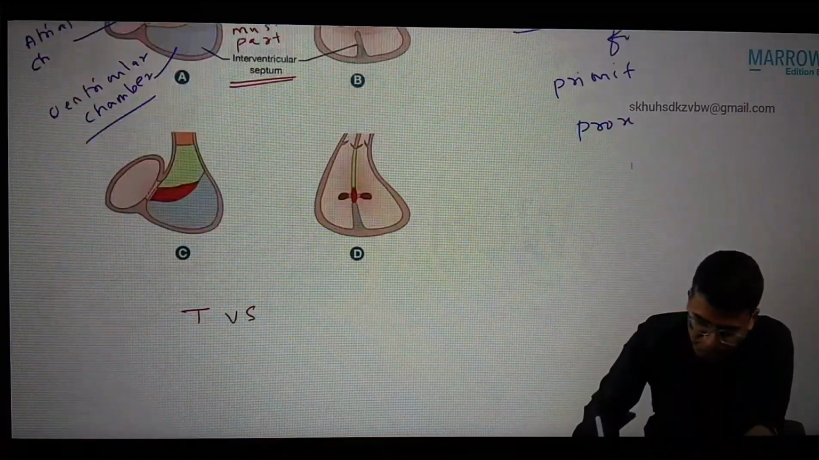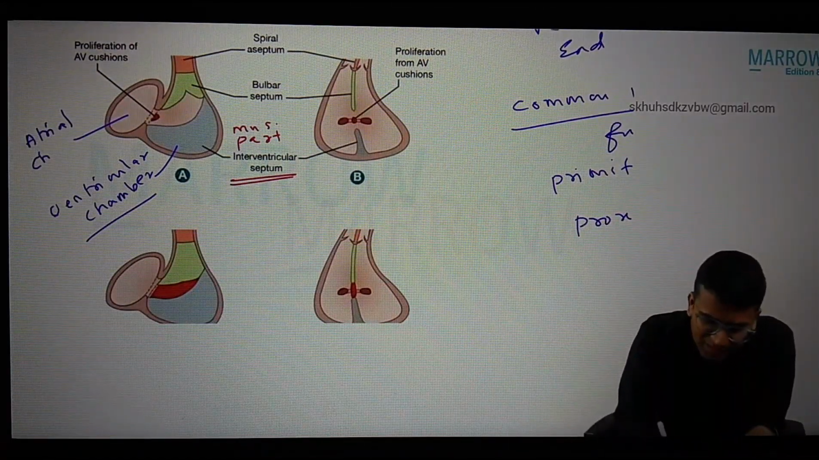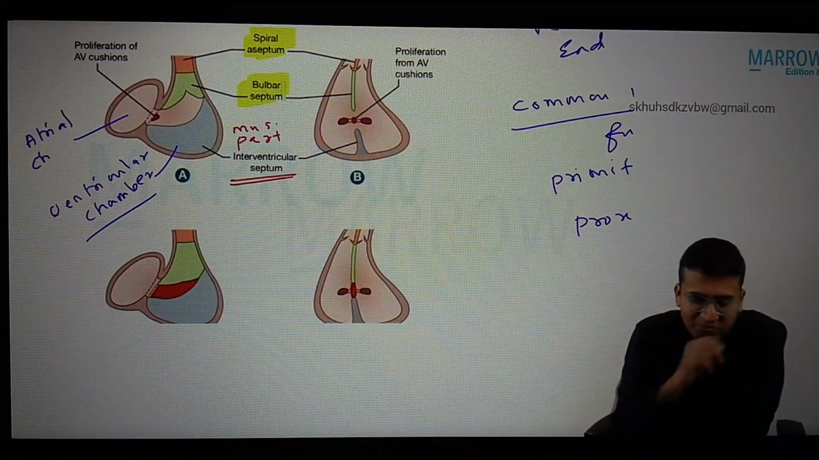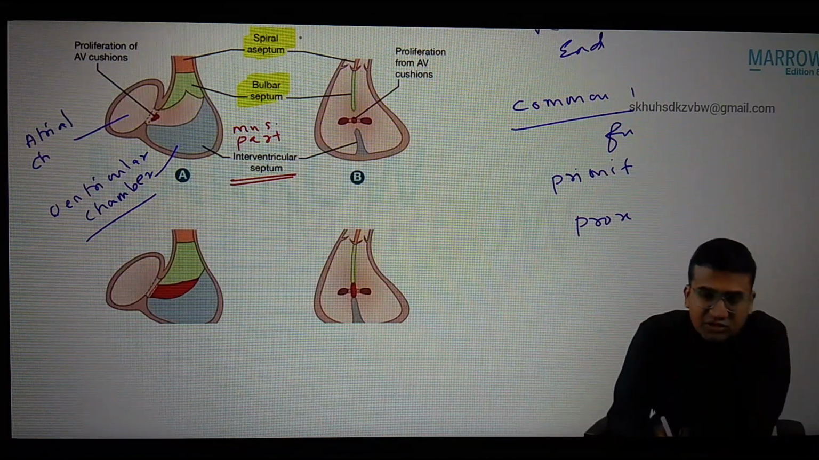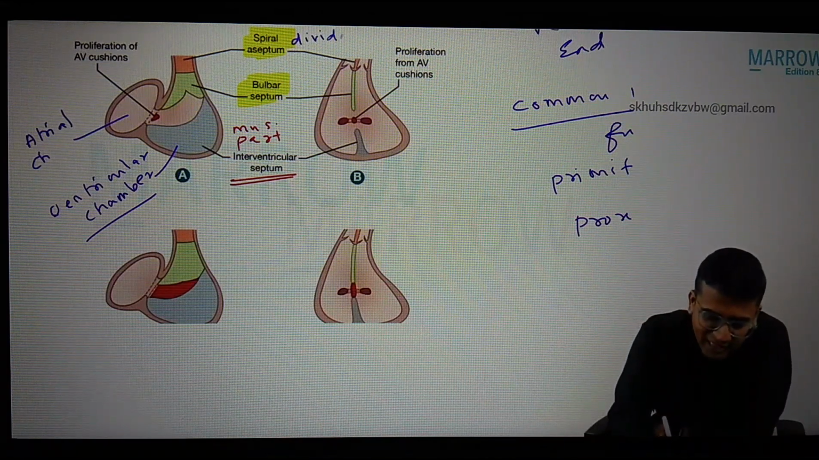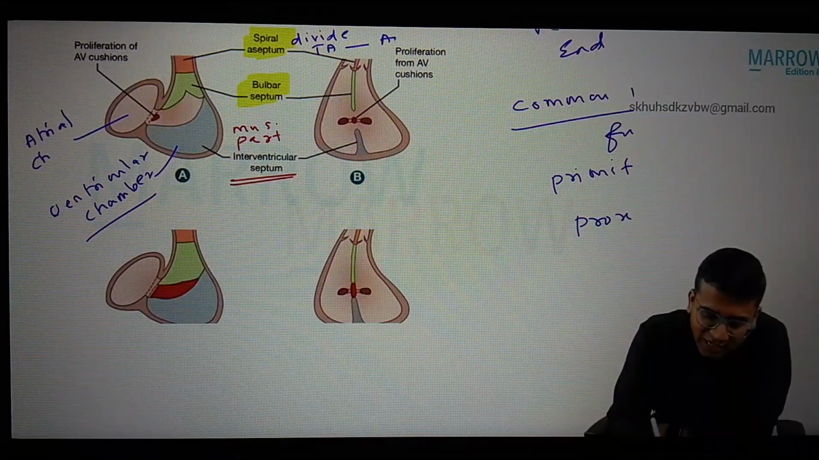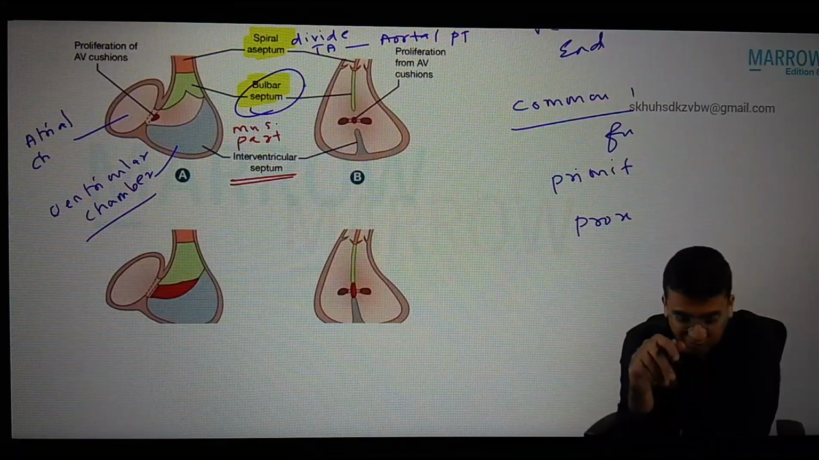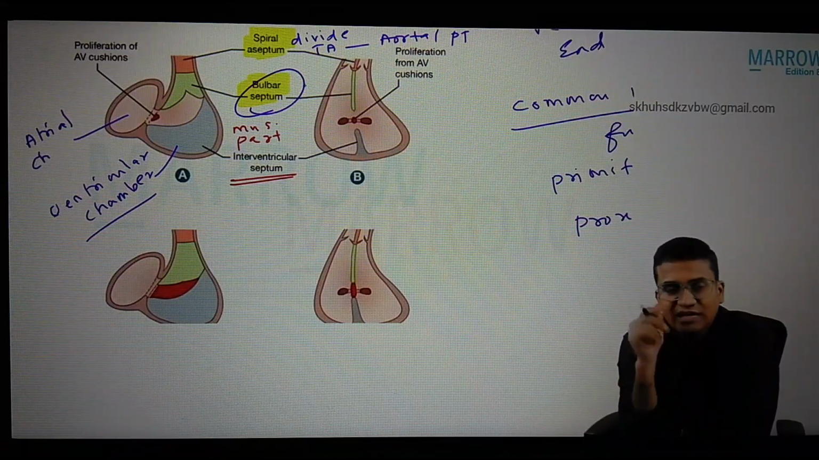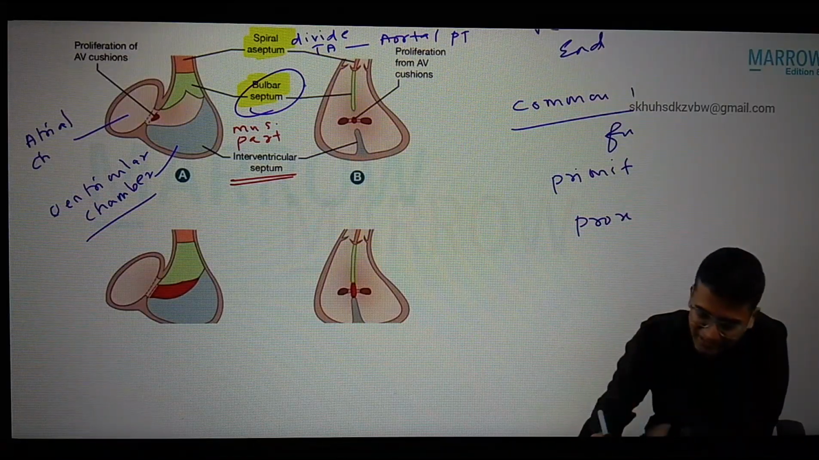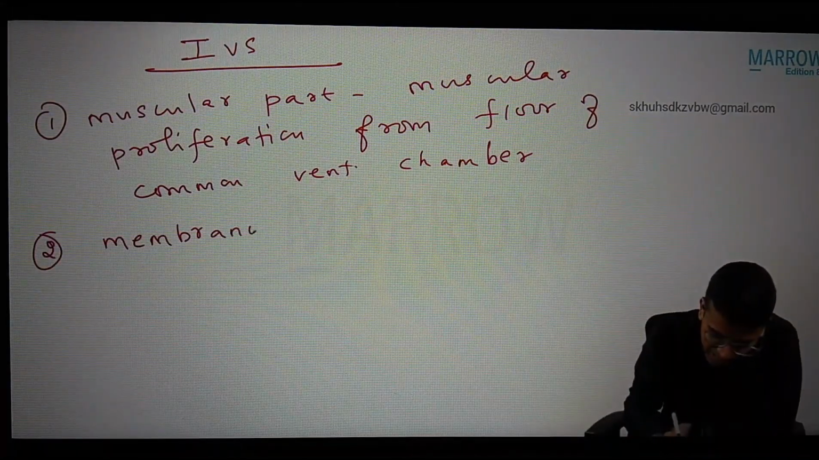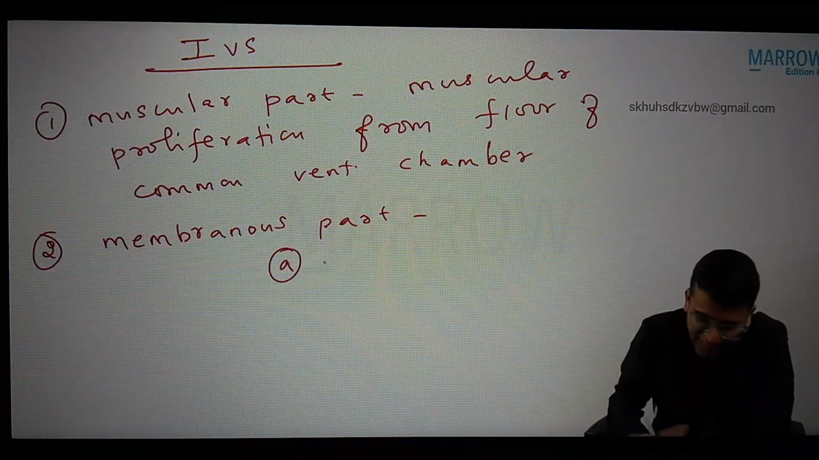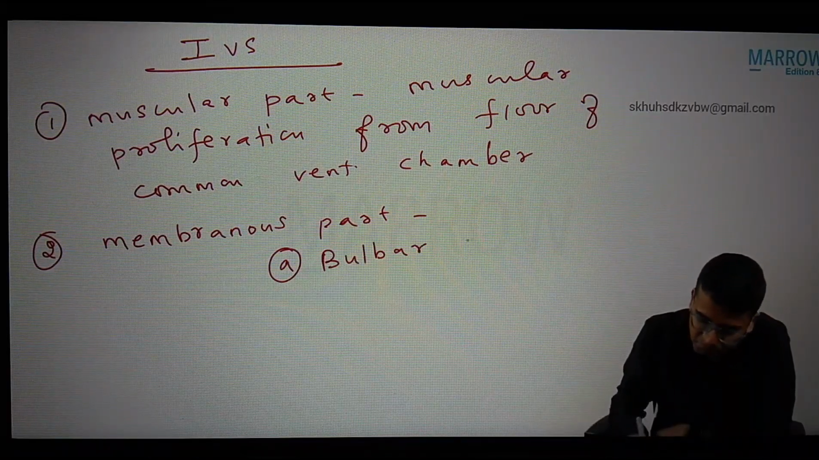Number 2. I told you the conotruncal septum has two parts. Above, the spiral septum; below, the bulbar septum. The spiral septum divides the truncus arteriosus into the aorta and the pulmonary trunk. Below that we have the bulbar septum, which helps in the formation of the interventricular septum. So number 2, the membranous part of the interventricular septum is derived from the bulbar septum.